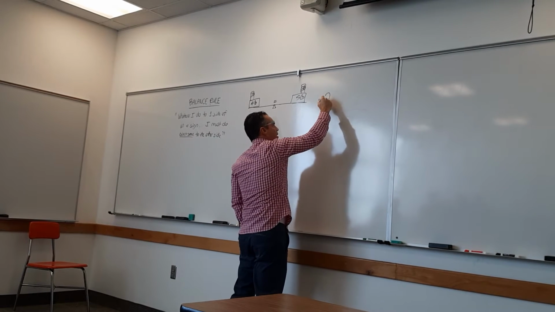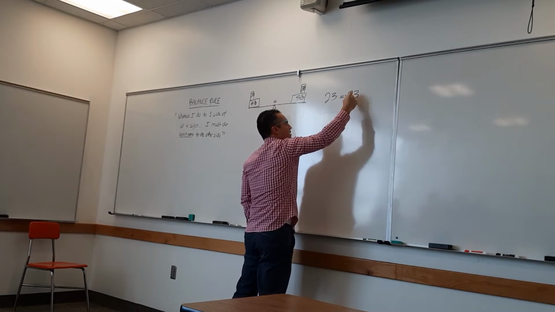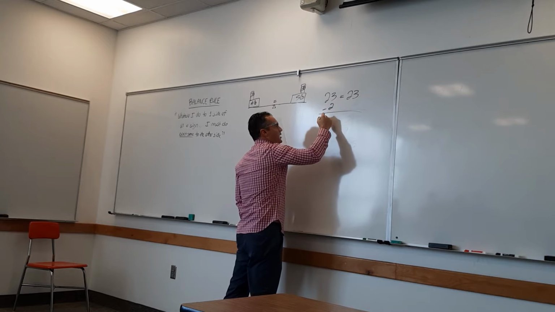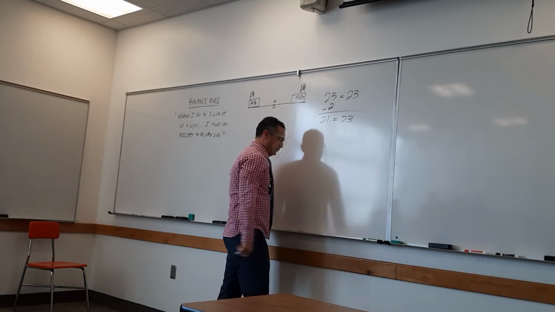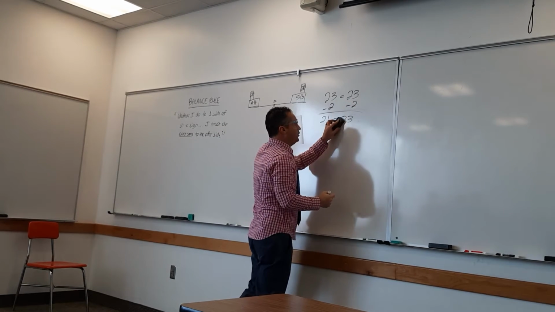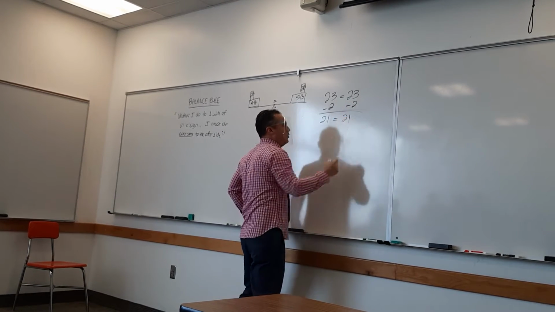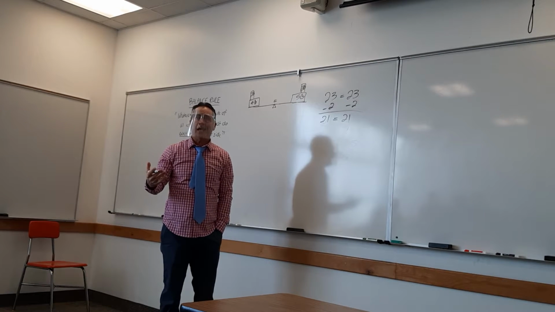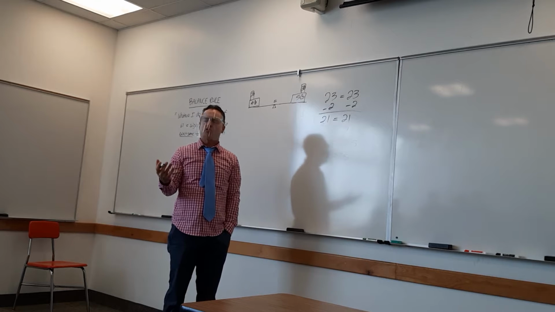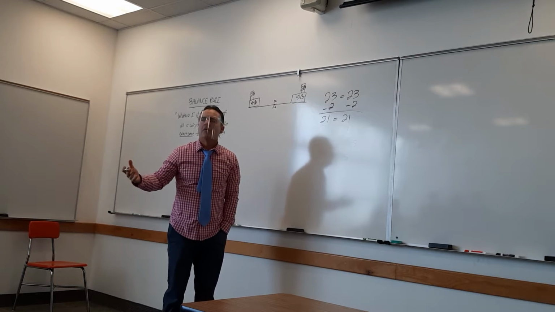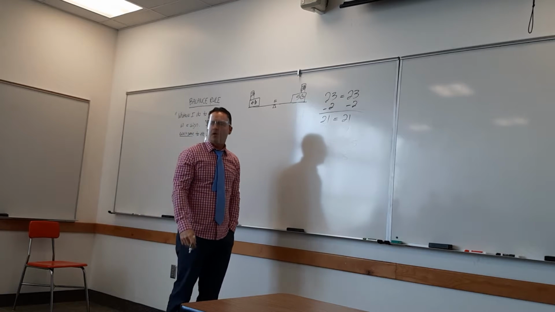It says whatever you do to one side of the equal sign, you must do the exact same thing to the other. So in math, here's the deal. If I have 23 minus 2, I get 21. Does 21 equal 23? No, it does not. But if I subtract 2 from the other side, doing the exact same thing, 21 equals 21. They remain equal. They remain the same.